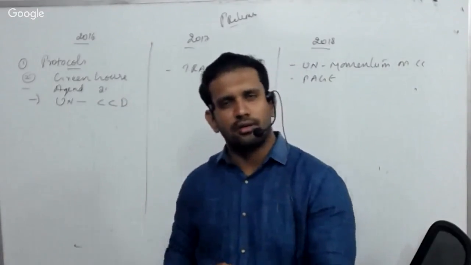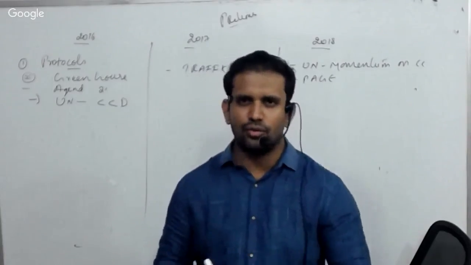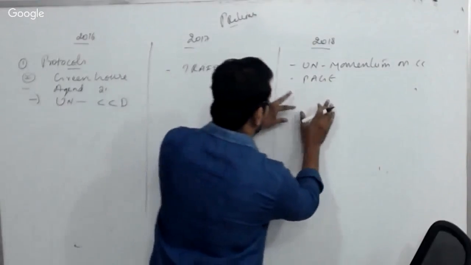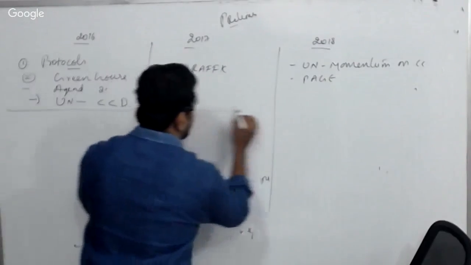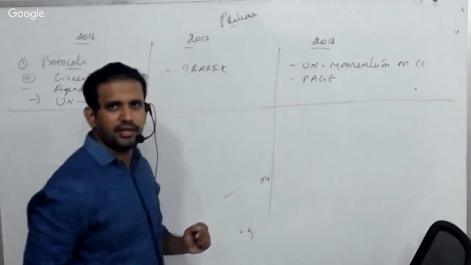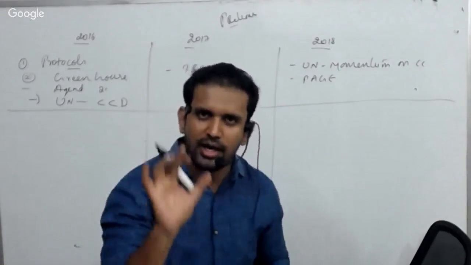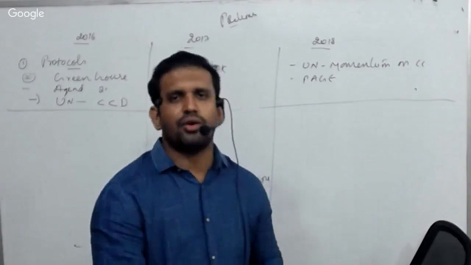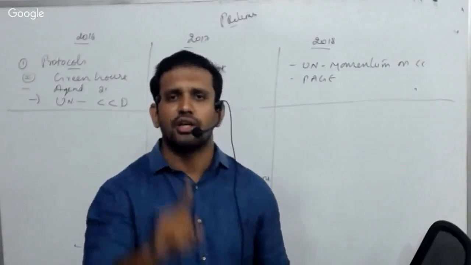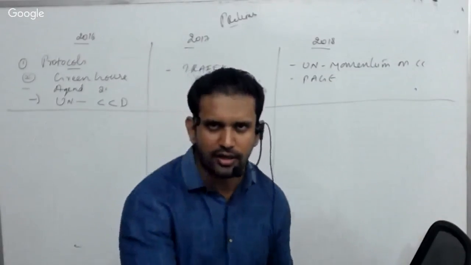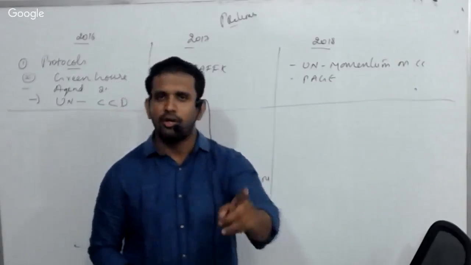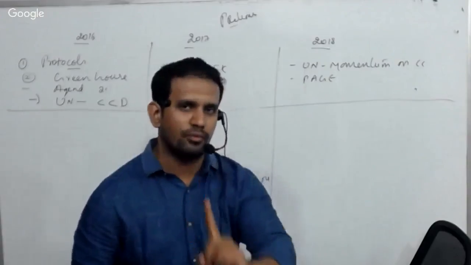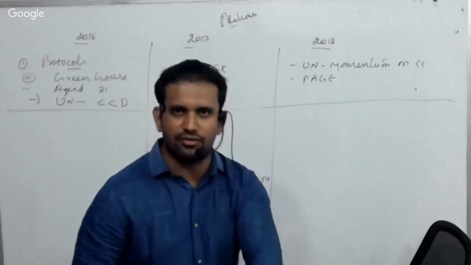My only intention in doing all this is to know what to read. See, in 2016, 2017, 2018, international conventions are regularly asked. It means that whenever you are reading, you have to stress on international conventions. You cannot give an overview. You have to read in detail. Remember this. You cannot give an overview, because every year you can see that questions are coming with regard to international protocols, conventions, treaties.